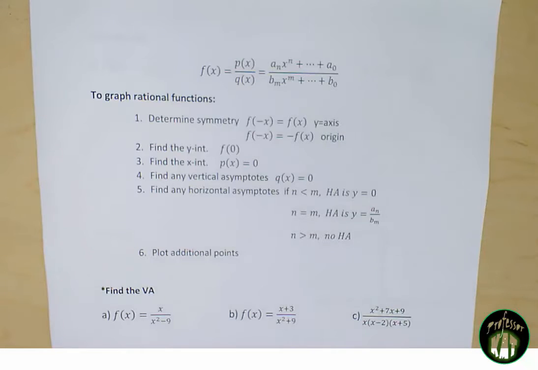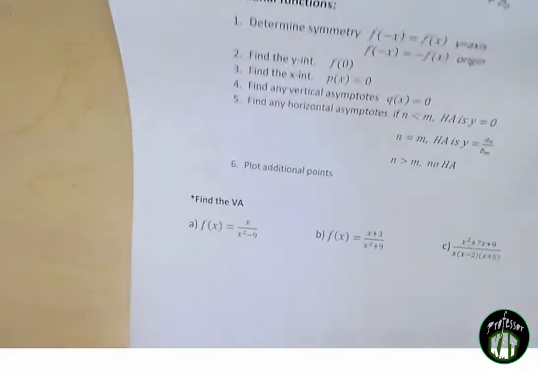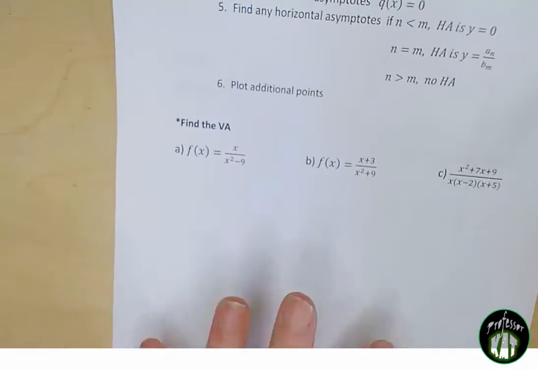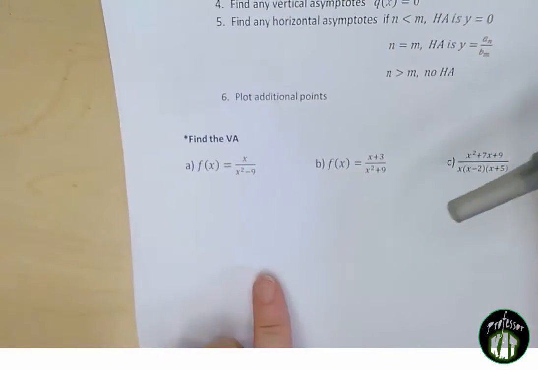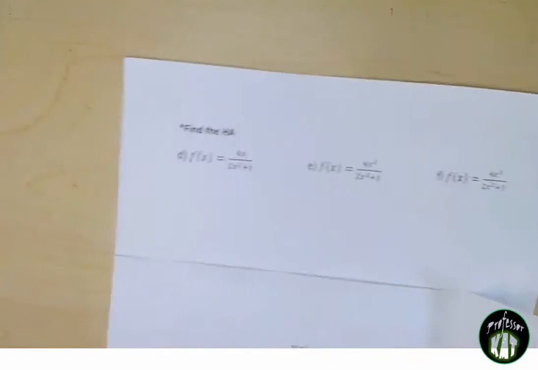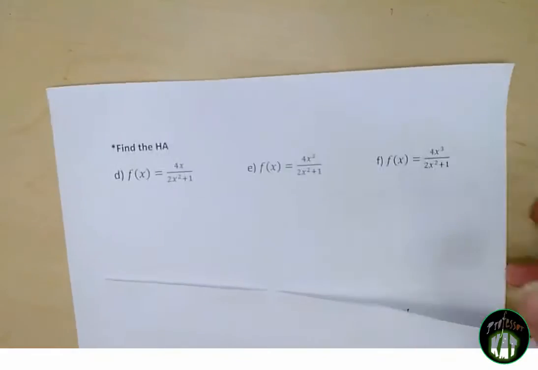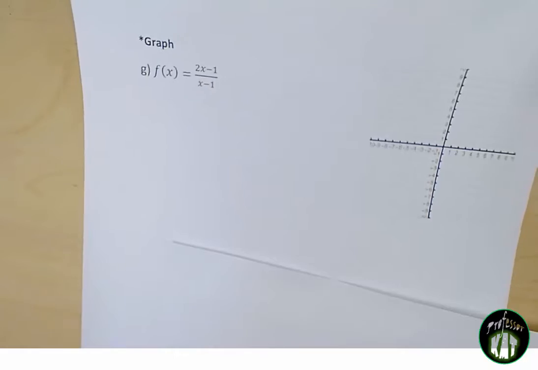So for this video, we're going to focus on graphing rational functions. First, before we get to actually graphing, we're going to talk real quickly about how we find vertical asymptotes, how we find horizontal asymptotes, and then we'll get into a couple examples on actually graphing rational functions.